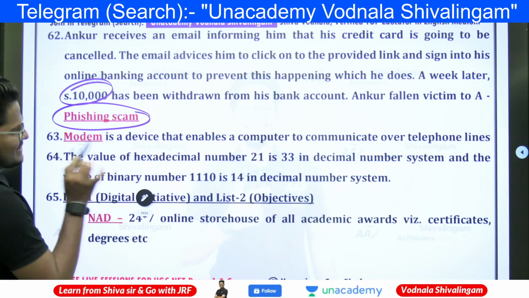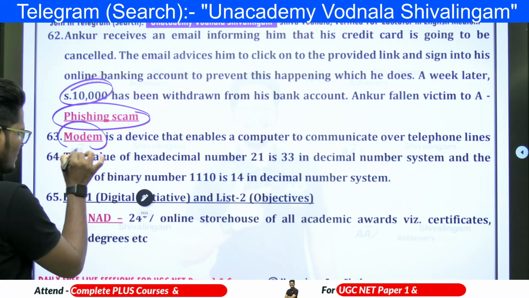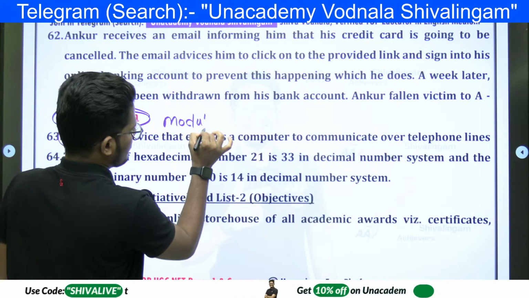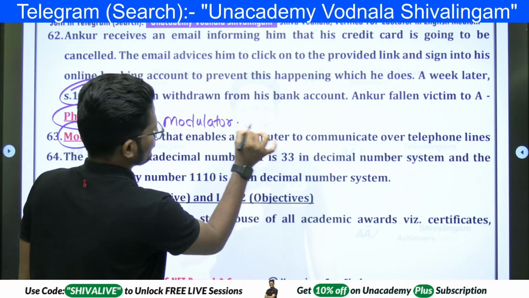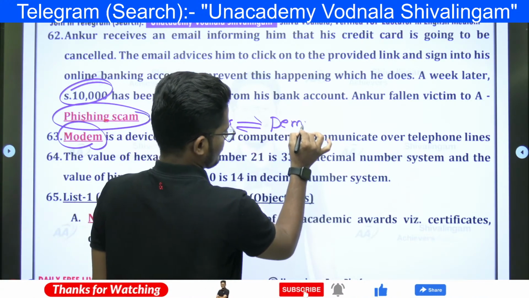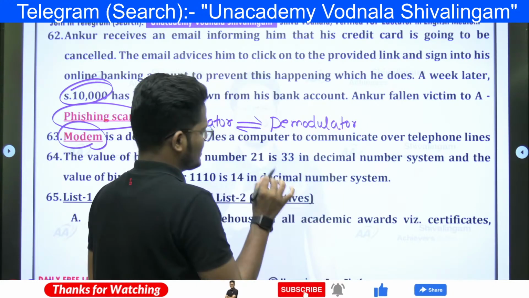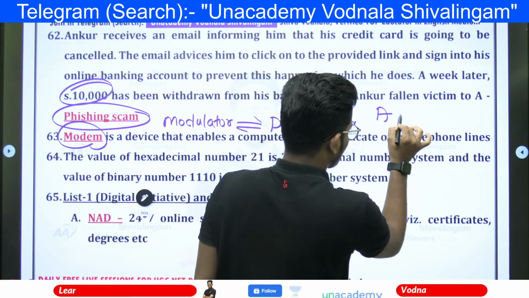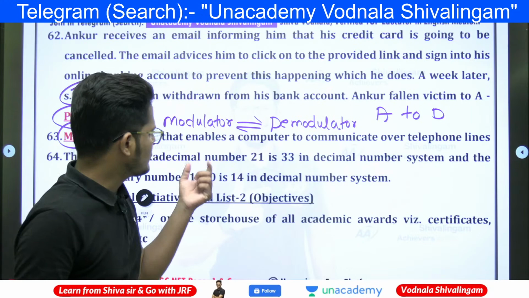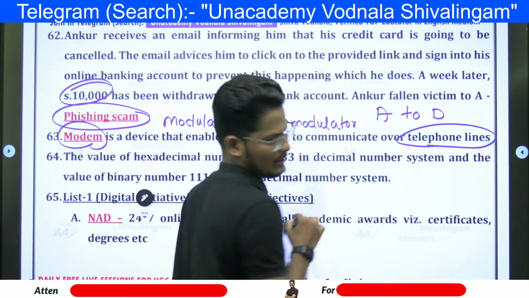A modem is a device that enables a computer to communicate over the telephone. Modem stands for modulator, demodulator. Demodulator converts analog signals into digital, and modulator does the opposite. This happens only by using telephone lines.